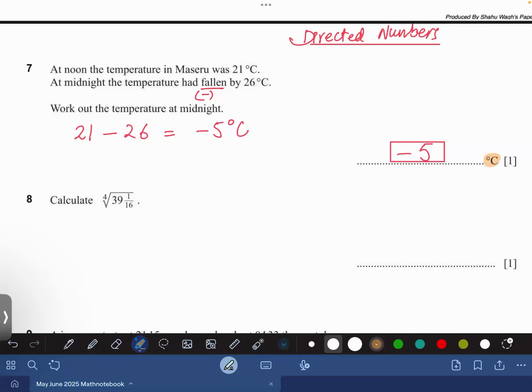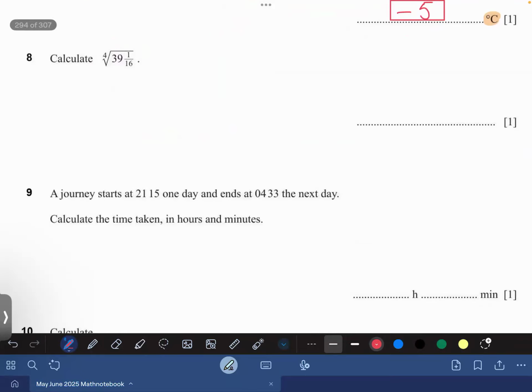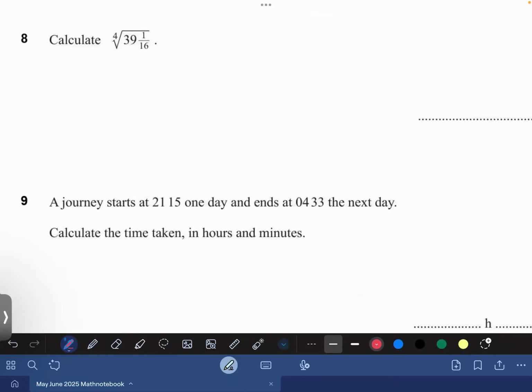Yes, sir. Okay, now question number 8 is on powers and roots. So please pay attention. Powers and roots, the concept says that it is the fourth root. So beta, we know that the value of this is 1 over 2, but if 4 is written outside, the value is 1 over 4. Do you copy? Everybody?